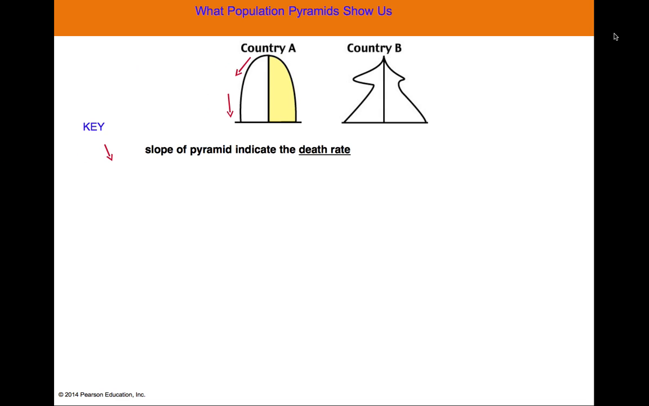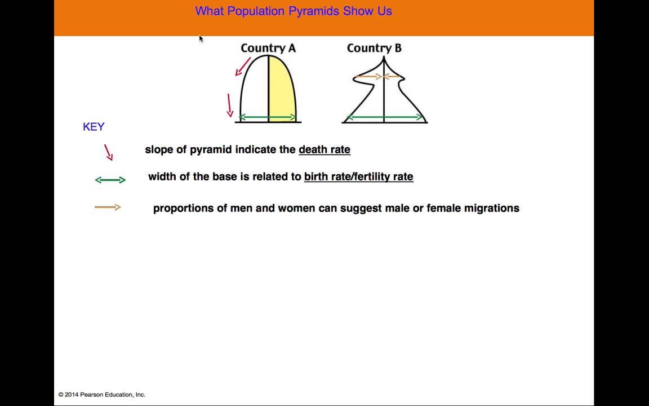And what do population pyramids show us? So here we have country A and country B. When we're looking at the slope, we're looking at the death rate of a particular country. The width at the base of the pyramid is related to the birth rate, or fertility rate, of that country. The proportions of men and women are also really important to look at. We know on this side is the male cohort, and this is the female cohort.